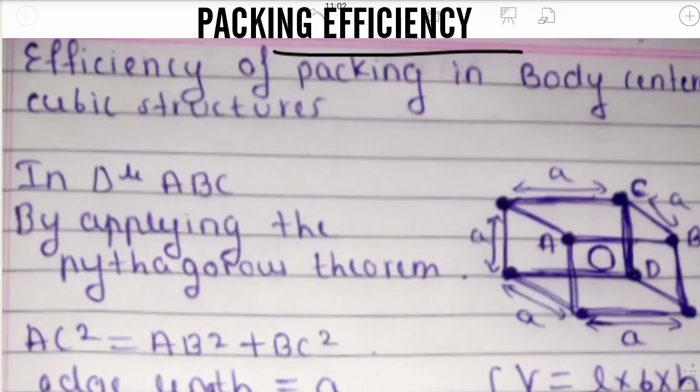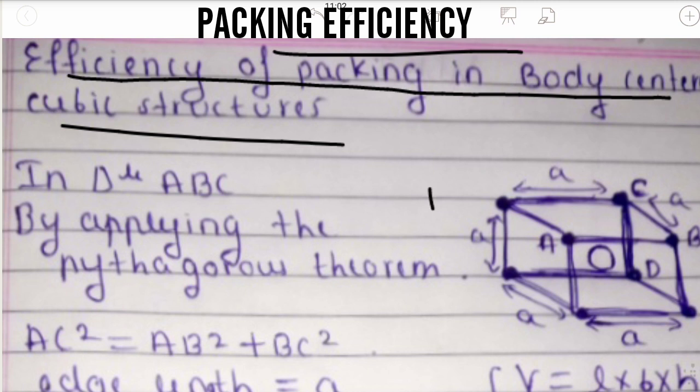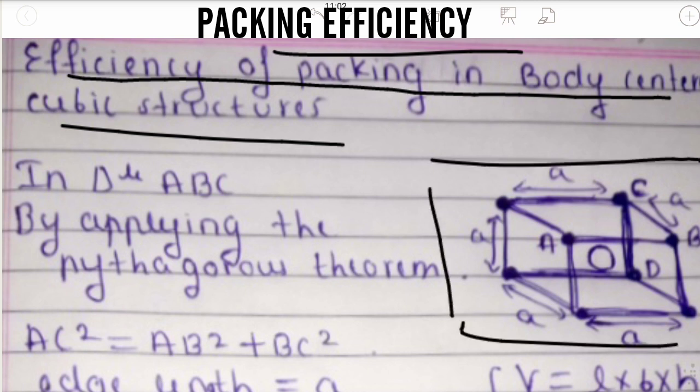Packing efficiency. Efficiency of packing in body-centered cubic structure. This is the structure of a body-centered cubic structure, where a particle is present at the center. The corners are represented as A, B, C, and D. It has an edge length a.